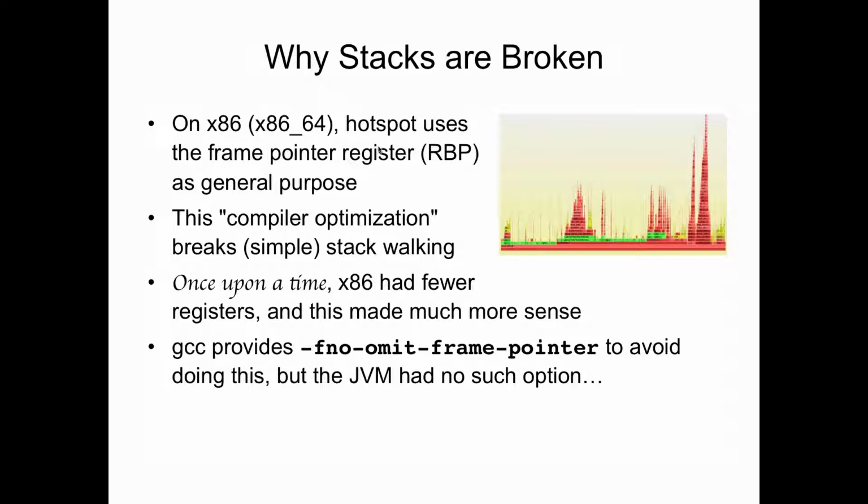GCC provides -fno-omit-frame-pointer to avoid doing this optimization. Anyone familiar with -fno-omit-frame-pointer? So some applications are built by default with it. The Linux kernel builds by default with this, so that you can profile the kernel. But the JVM had no option. You had no -XX:+PreserveFramePointer in the JVM, and I really wanted it.